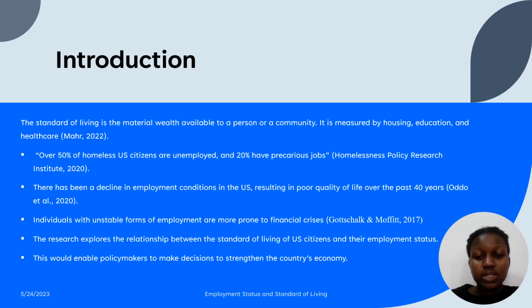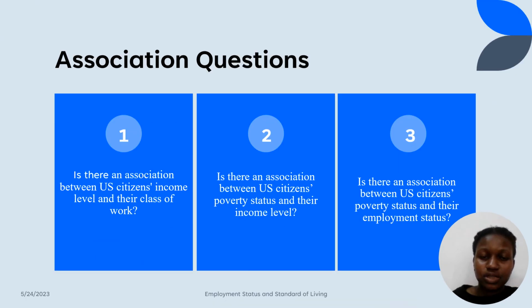And guess what? 20% of these citizens are employed but have precarious jobs, that's low quality jobs. Also, according to Moffitt 2017, individuals with unstable forms of employment are more prone to financial crisis. This research explores the relationship between the standard of living of US citizens and their employment status. This research, I believe, is significant because it's going to help policymakers make informed decisions to strengthen their country's economy.